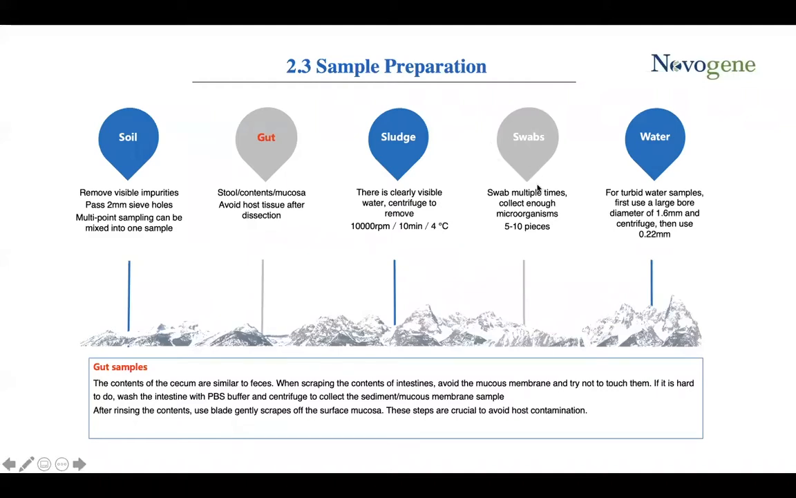And for swabs like oral cavity swabs, which are often collected now in this period of the coronavirus pandemic, we would strongly stress to swab multiple times to collect a sufficient amount of microorganisms. Commonly, we need 5 to 10 times of swabbing to meet the requirements of DNA amount in library preparation. And for water samples, if the water is turbid with visible impurities, we would recommend to filter them using more than one specific diameter of filters. The ideal condition of this water is transparent with no visible impurities.